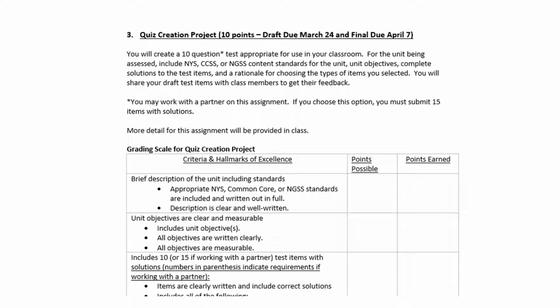For each of these major assignments, you'll see either a grading quiz or a rubric posted in the syllabus. So you can see here's the beginning of the grading scale for the quiz creation project. There's going to be much more detail on this assignment. All the major assignments, by the way, may be found in the assignment folder on the course materials page. In that folder, you'll find descriptions of the assignments, rubrics or grading scales, as well as a link to submit.